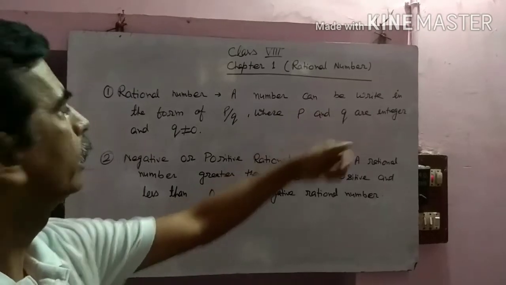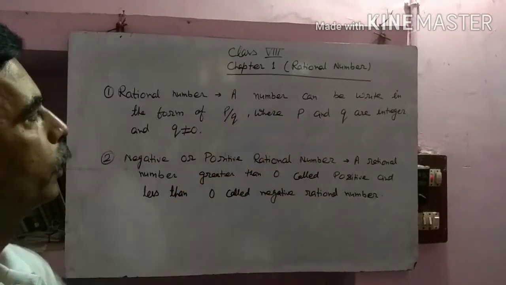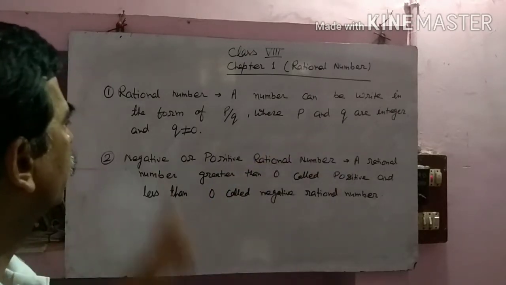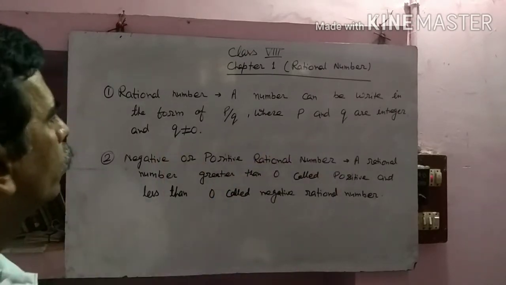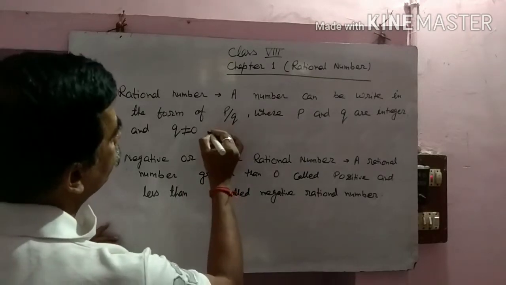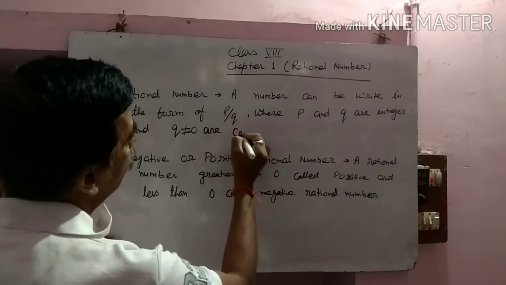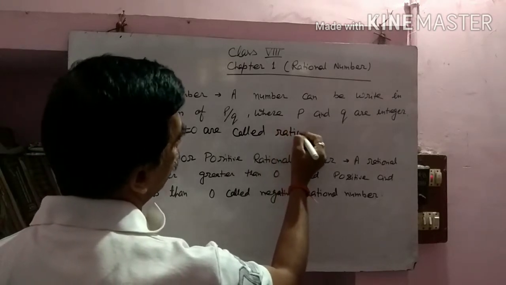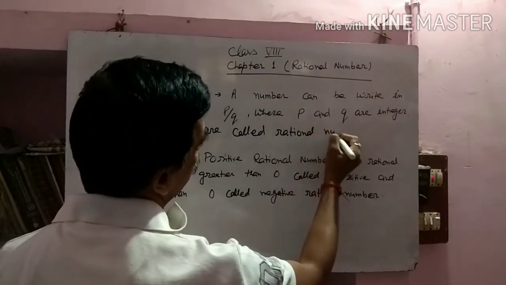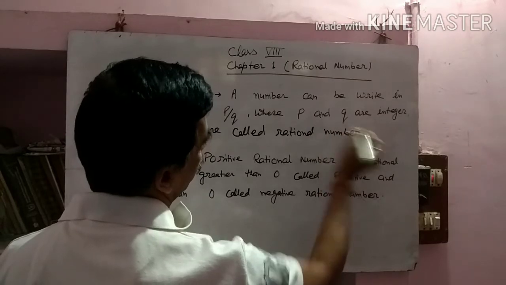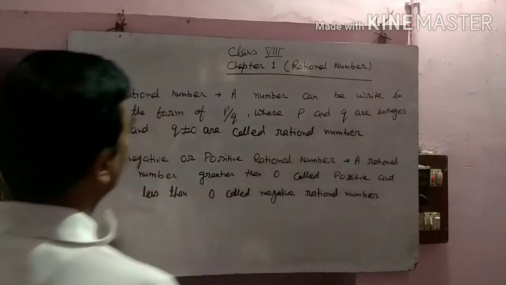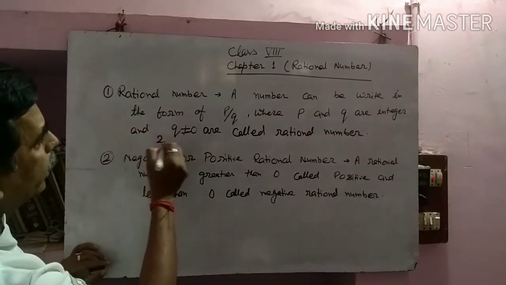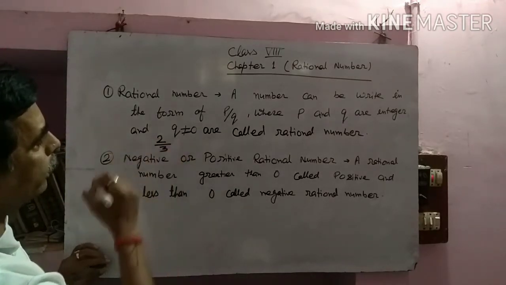A number that can be written in the form of p by q, where p and q are integers and q is not equal to 0, is called a rational number. Okay, so an example of it is, suppose we write 2 by 3.